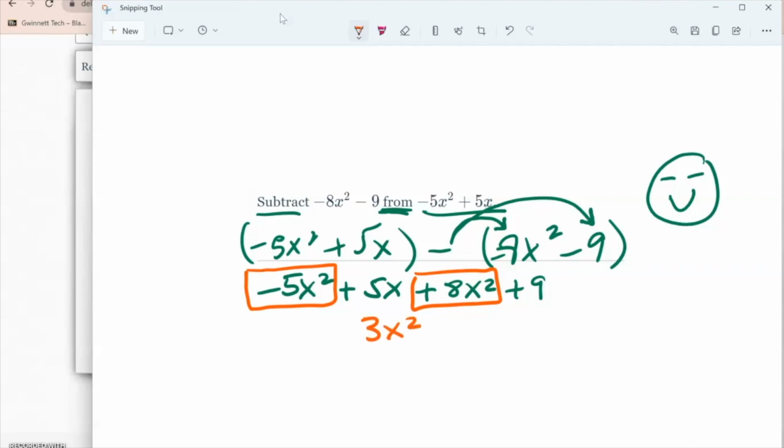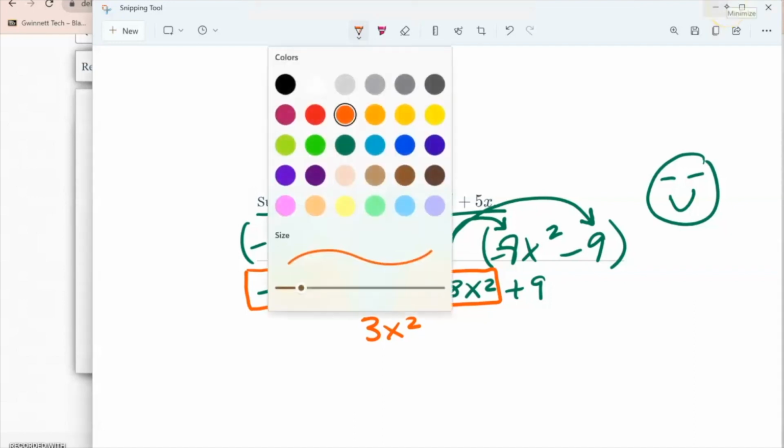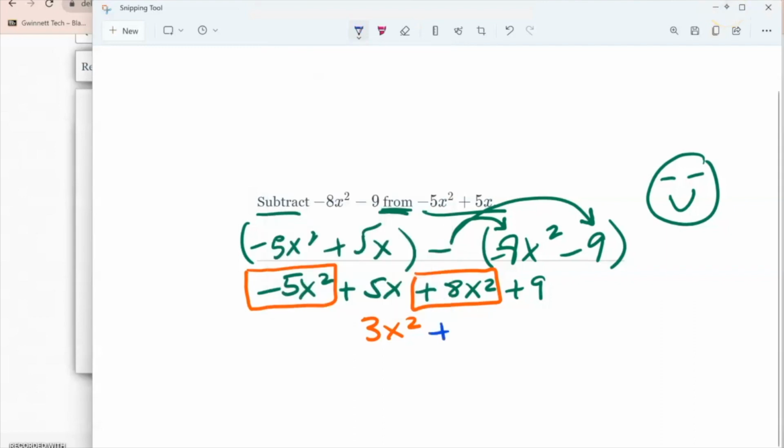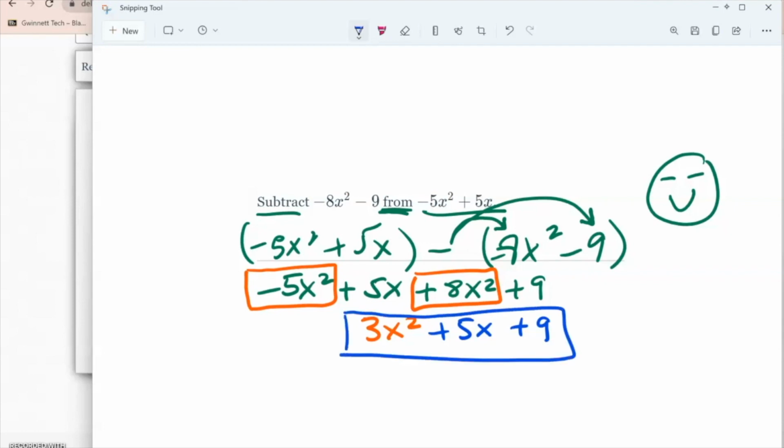So I've combined the box. Bring everything else down. So I've got a positive 5x here and a plus 9. Okay. Is there anything that looks the same? No, because x squared is by itself, 5x is by itself, and 9 is by itself. So nothing looks the same. There's nothing left to combine. This is my final answer. So I'm just going to go ahead and put that into my answer.